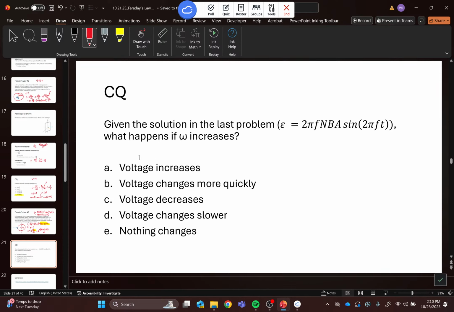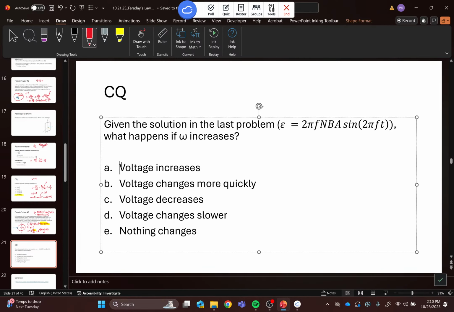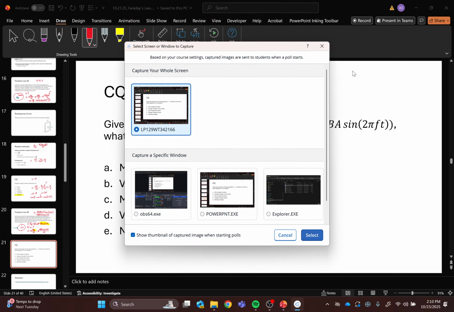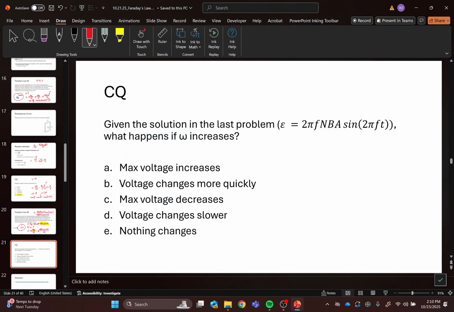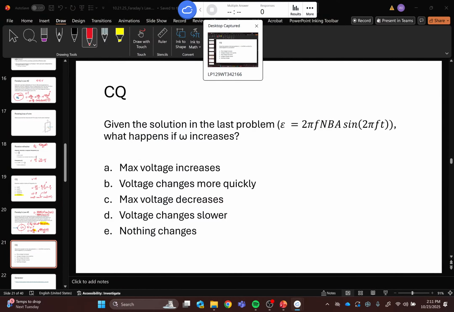The question is, what happens if my angular velocity increases? And I'm going to clarify some things. These should be max. So does the max voltage increase? Does the max voltage decrease? Does the voltage change more rapidly? Does the voltage change slower? Or nothing changes? This is my question to you all, and I'm allowing you to pick more than one answer. See what y'all think. Using that equation, what happens if omega changes? Now that answer is in terms of f, but you can convert that into omega using the relationship we just showed. So probably want to write that in terms of W, i.e. omega.